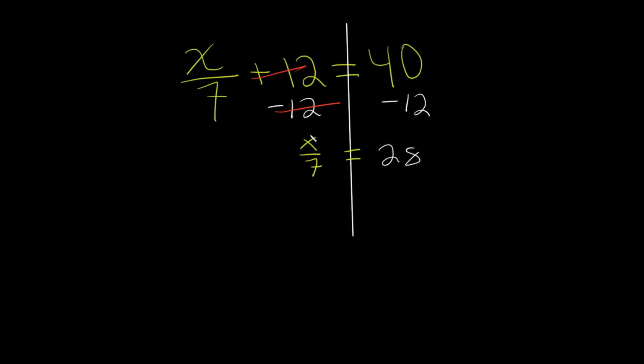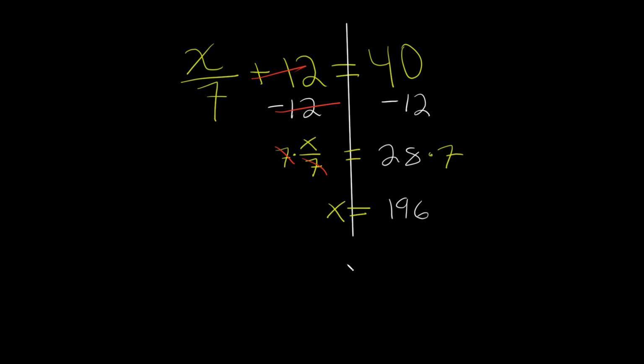And now to isolate x from here, what we're actually going to do is multiply both sides by 7, because whatever we have x divided by 7, well, if we multiply that by 7, this is just going to cancel out. So we can go ahead and do that. We can cancel out the 7's, and then 28 times 7 is going to give us 196. 196 is equal to x.